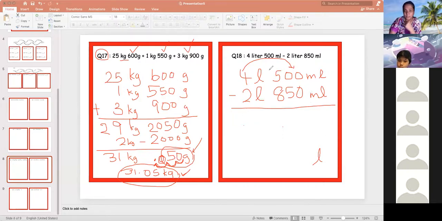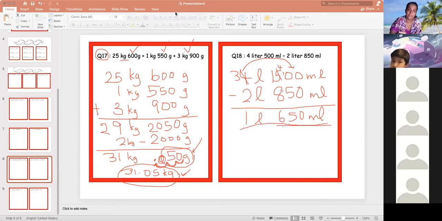So this one will become 3 liters, and you bring out 1,000 here, which becomes 1,500 milliliters. Then you subtract. 0 minus 5 cannot, so you borrow, don't forget. So it will be 5. 14 minus 8, 4, 5, 6, 7, 8. The answer would be 6. So here you have 650 milliliters, and 3 minus 2 here will be 1. So your answer will be 1 liter, 650 milliliters.